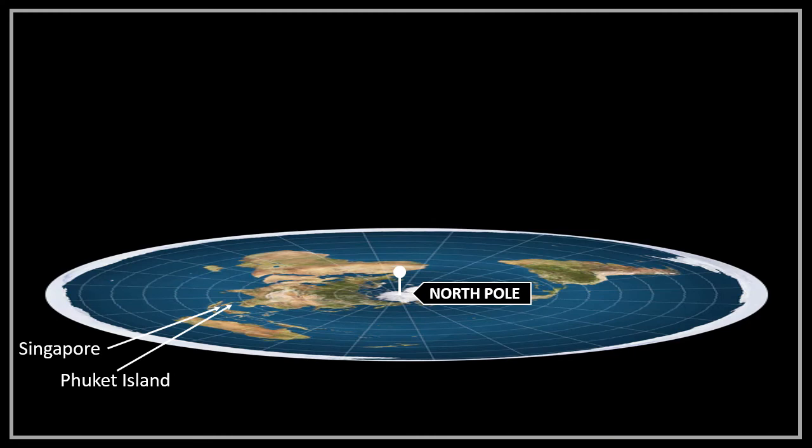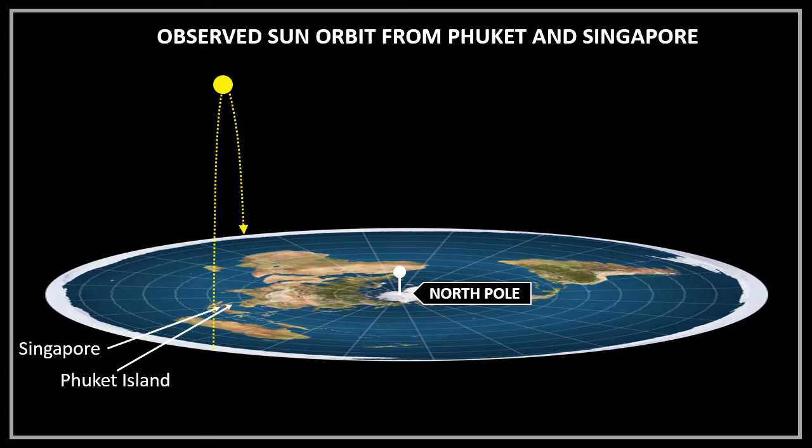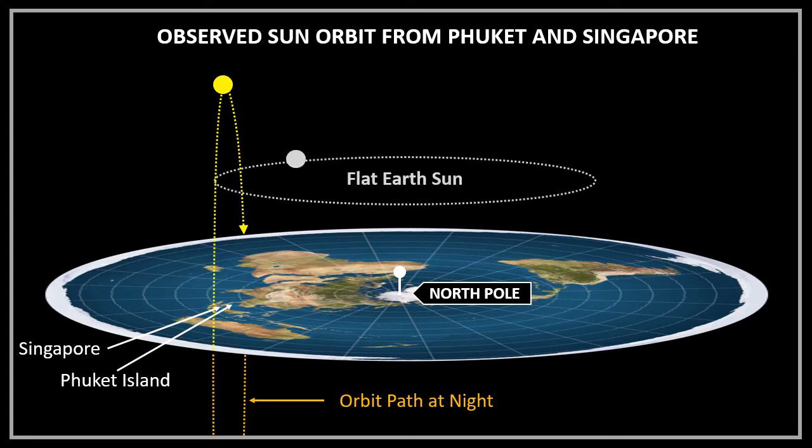So here are these locations on the flat Earth map. Here is Singapore, and here is Phuket Island. And this is the observed sun orbit from these locations. And I know this is correct because I live up here in Bangkok, which is a little bit north of Phuket Island. And if you continue that orbit path, it goes right underneath us at night. So it is quite obvious if the Earth was flat, we should not see this at all.